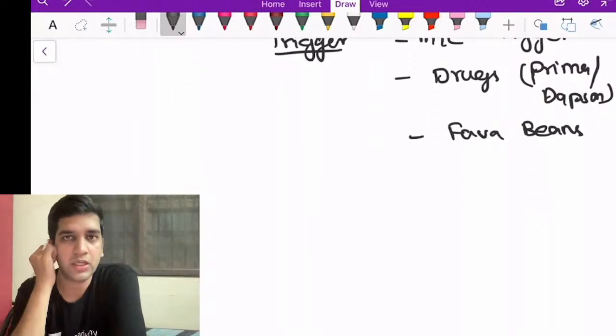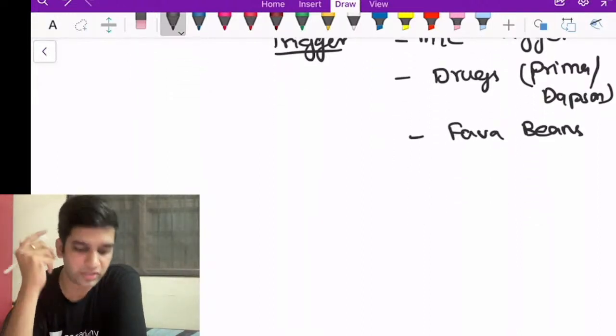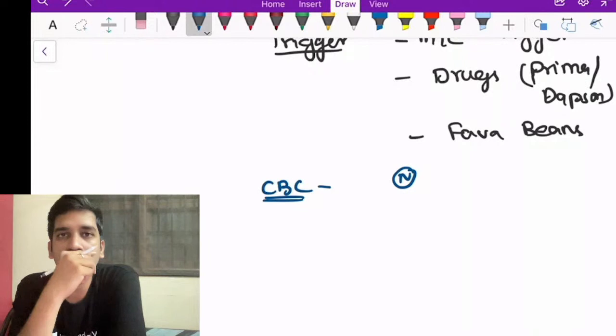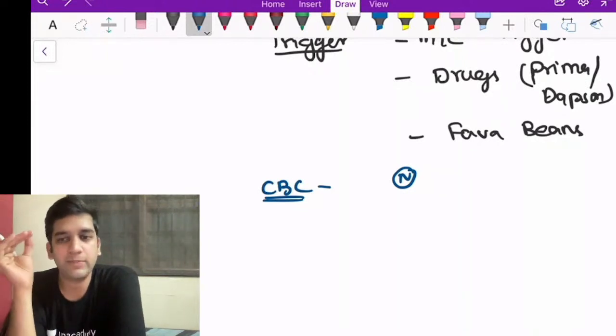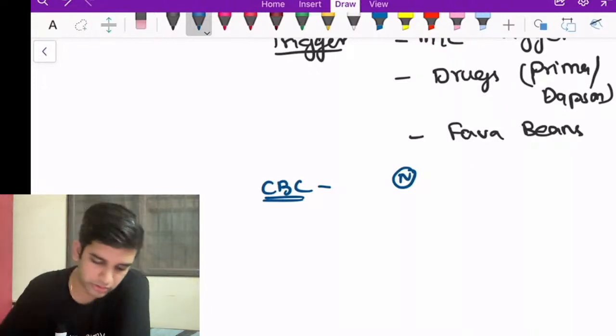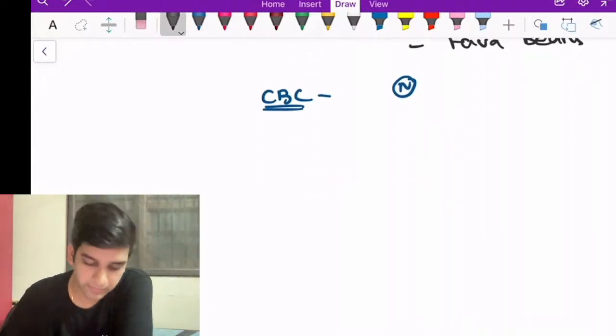So I know about the trigger, I know about the pathogenesis. Now I have to come to the diagnosis. Diagnosis goes in the same way. CBC, apart from the anemia, I don't have any diagnostic clue. There will be no alteration in the MCV or MCH. Nothing will happen. I'll just have anemia. That's all. It's a normocytic anemia.